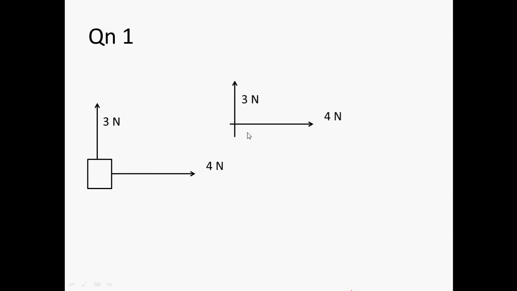So what happens is that their tip and tail meet. After you have aligned it correctly, tip to tail, the resultant force will be from the first force tail to the second force tip. So this will be your resultant force.